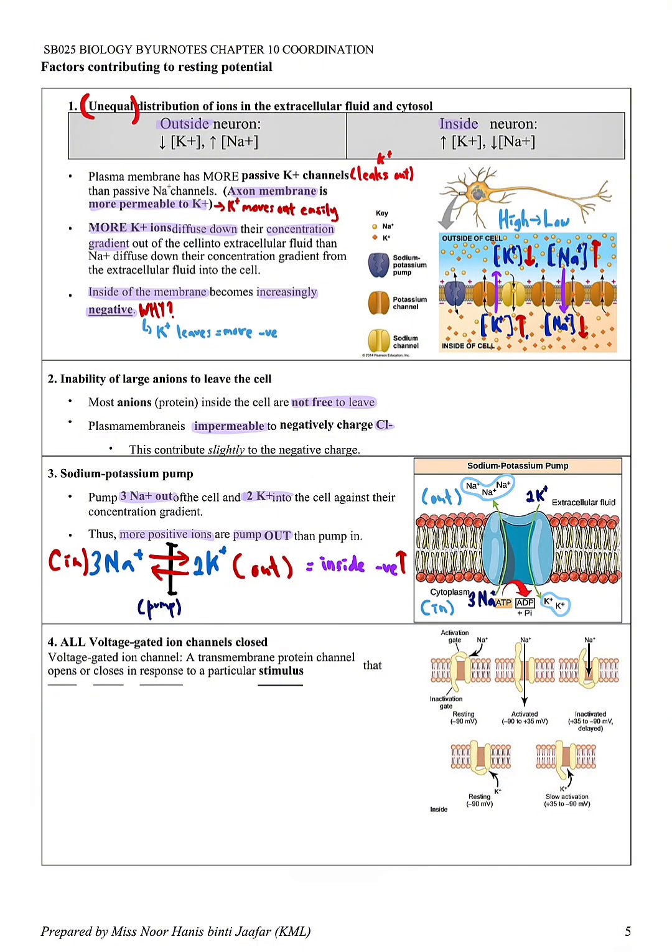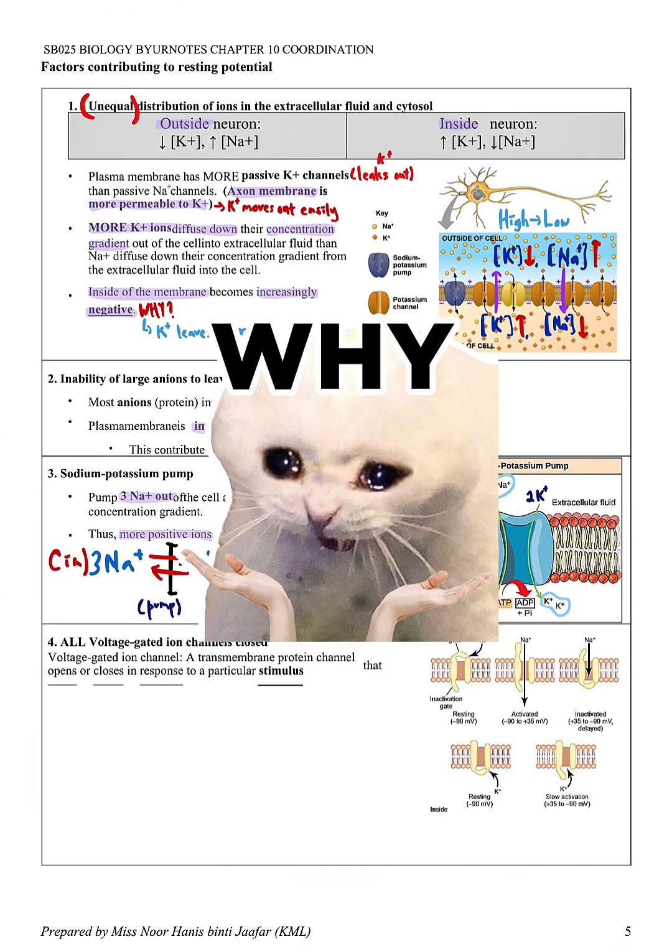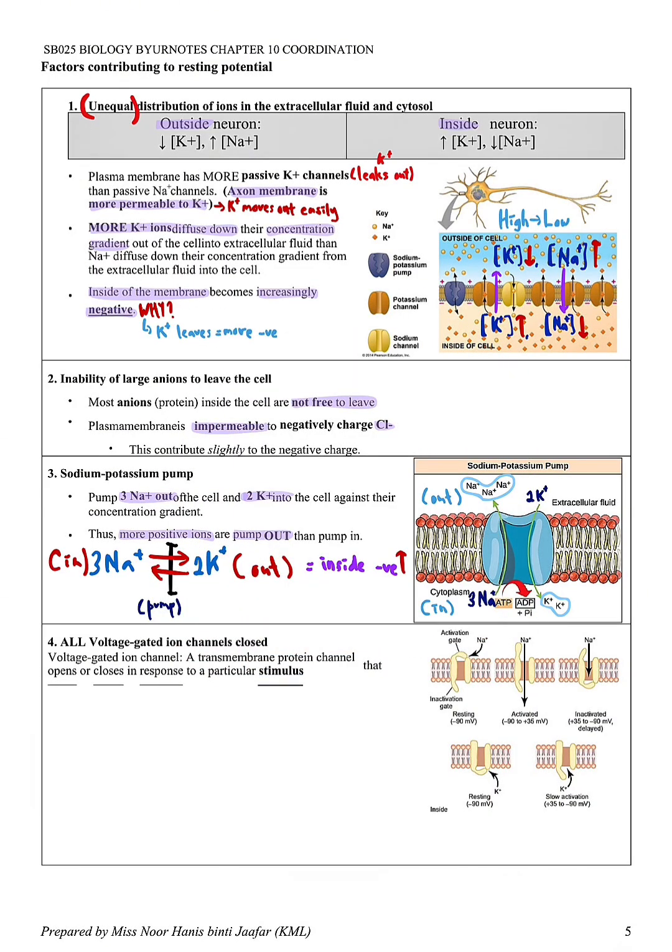The plasma membrane has more passive K+ channels, which means the K+ leaks out or moves out easily because the axon membrane is more permeable to K+. This means more K+ ions will diffuse down the concentration gradient out of the cell into the extracellular fluid. Thus, this will make the inside of the membrane become increasingly negative. You guys may ask why. This is because K+ diffuses out of the cell, which means the inside of the cell will become more negative.